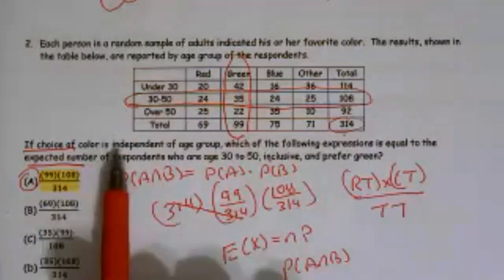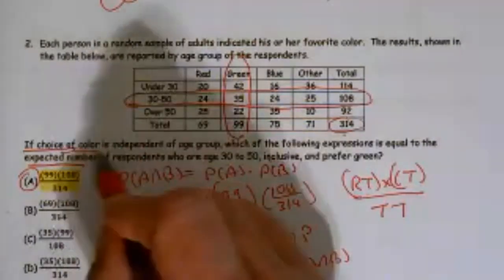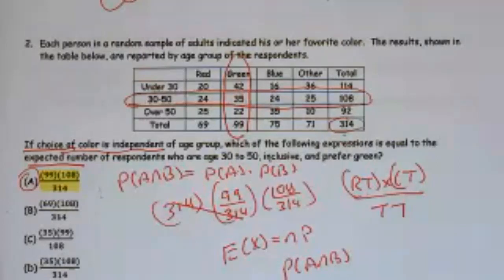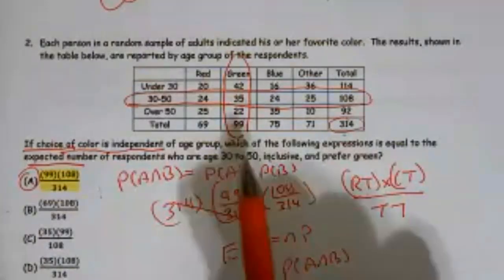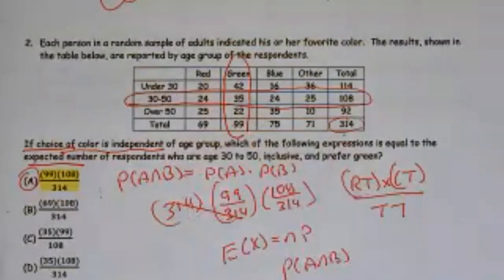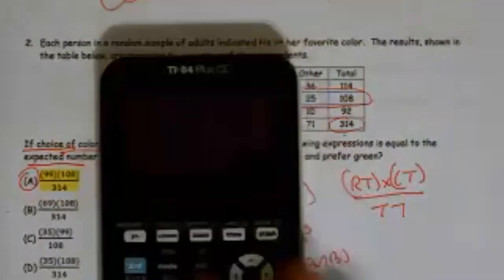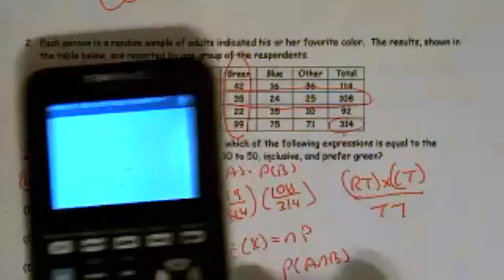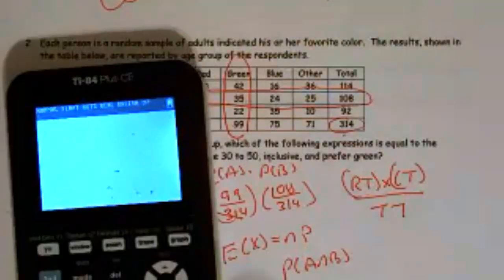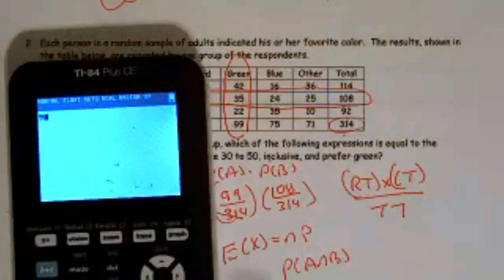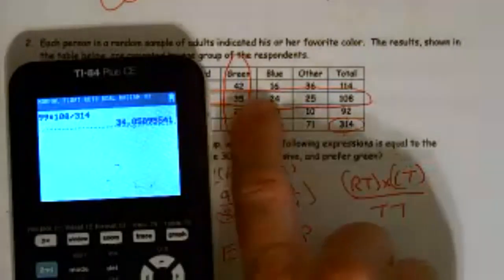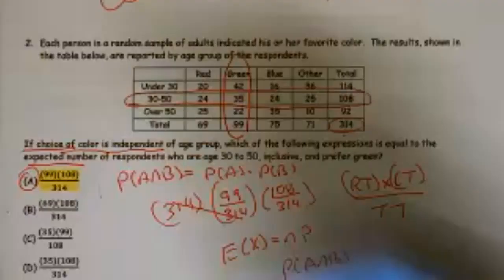But here they qualified it and they said, hey, if it's independent, what would you do? Well, if it were independent, it's not going to be 35. It's going to be some value different than 35, in fact, because it's not independent. If it were independent, that would work. But since it's not, we have to find what independent would be. So 99 times 108 divided by 314 is 34. So it's close, but it's not right. So 34.05 would be what it would need to be if it were actually independent.